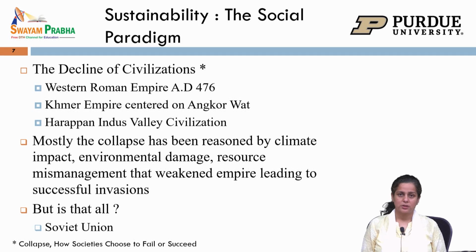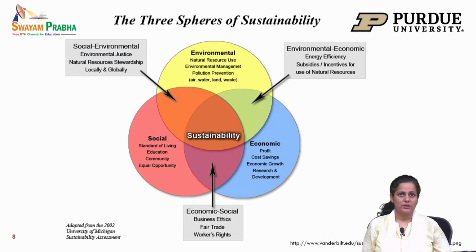But is that all? There has also been a recent decline of political nations, such as the Soviet Union, or the splitting of a nation, and there are of course other factors, such as the human factor, that also lead to the decline of civilizations. So, when we think about the three spheres of sustainability, environmental, economic and social, each has its own focus. The economic is more focused on profit, economic growth and the R&D related to it. The environmental is more related to natural resource use, environmental management, pollution prevention, and the social is more about the quality of life.